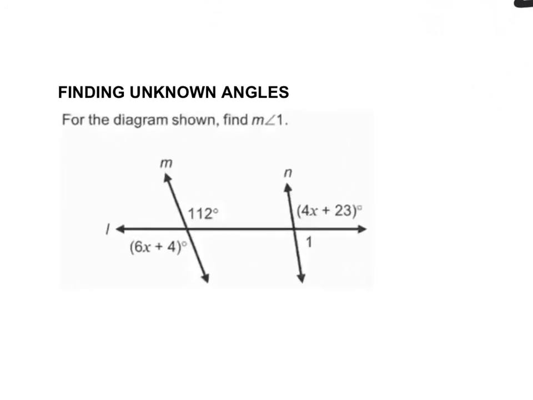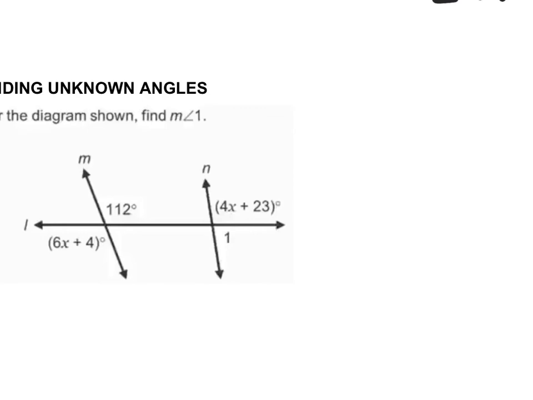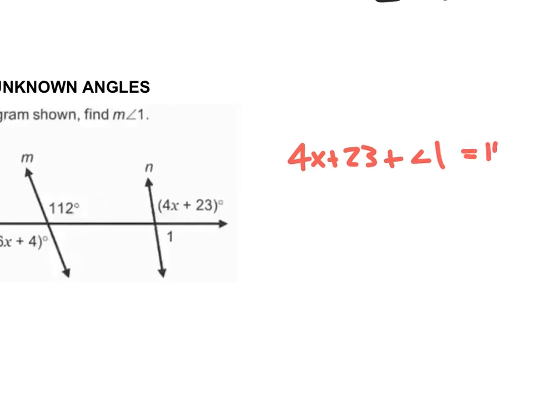And let's come over here and let's find the unknown angle for angle 1. Now here's what I know. If I take these two angles here, 4x plus 23 plus angle 1, I'm going to get 180 degrees. Now, I don't know what the measure of this angle is here, but I do know that it has an x. So if I figure out what x is, I could plug it in and then solve for angle 1.